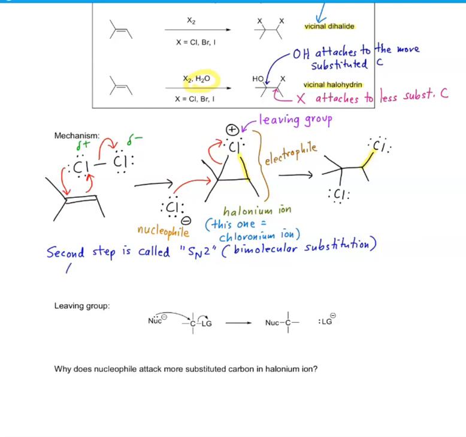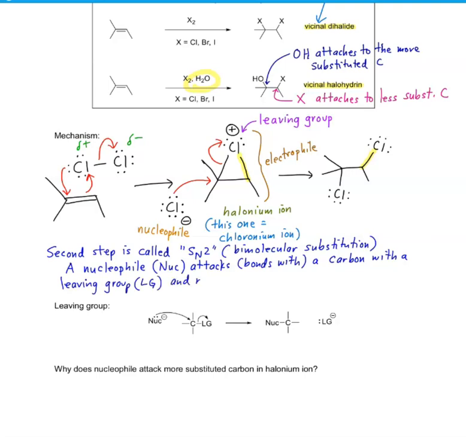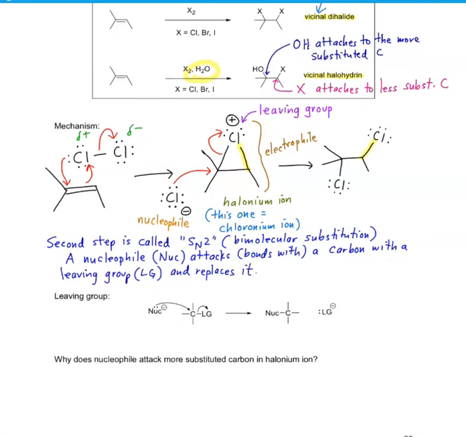But for now, what we need to know is that in an SN2 reaction, or in an SN2 step in a more complicated reaction, a nucleophile, which we'll abbreviate as NUC, attacks, that is to say bonds with, a carbon that has a leaving group, and replaces it. So the general pattern is shown in this little schematic.